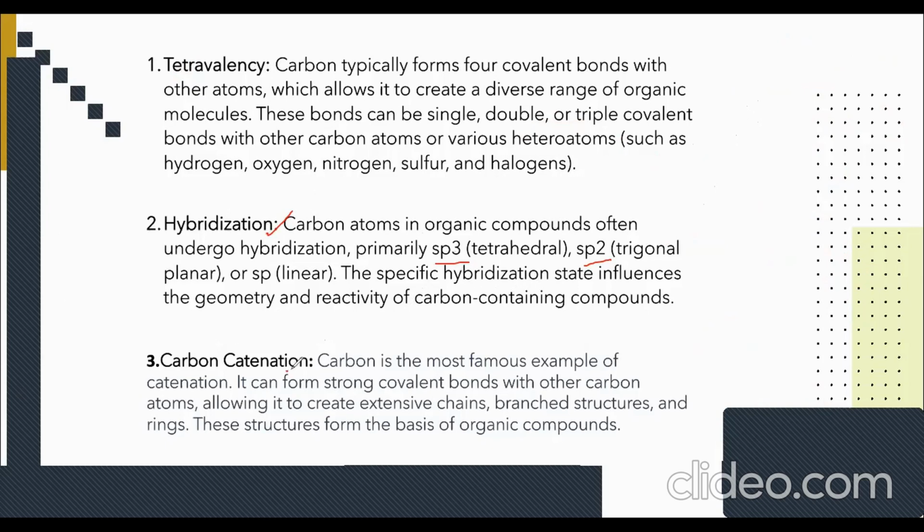And then another important thing is carbon has catenation. Carbon is the most famous example for catenation. So it can form strong covalent bonds with other carbon atoms, allowing extensive chains, very strong and big chains. Big chains are going to form by means of this branched structure. That's why carbon shows this property, catenation.